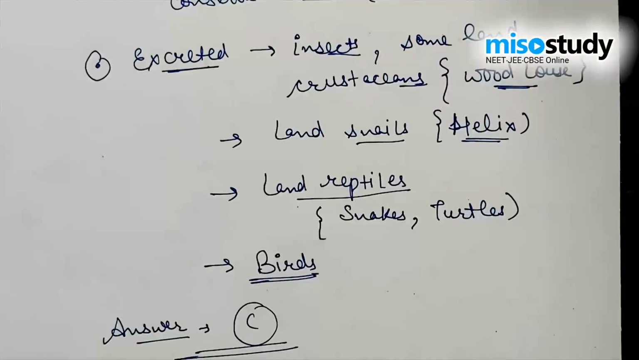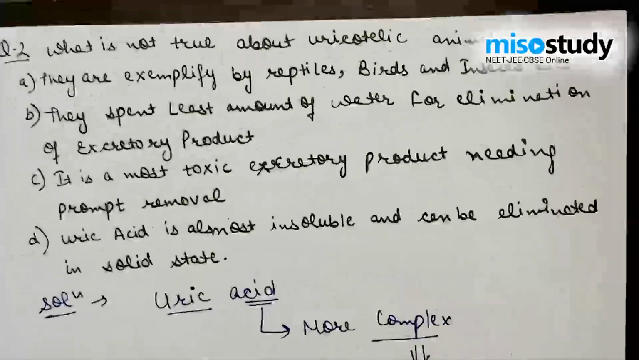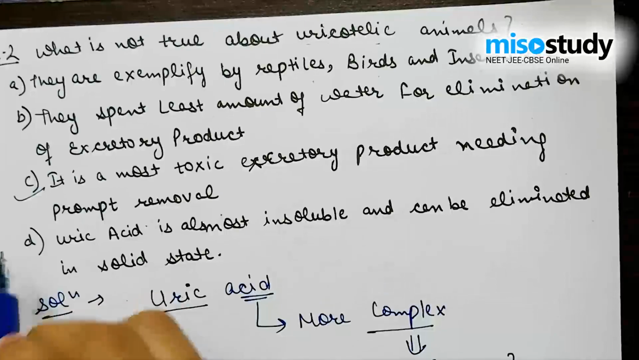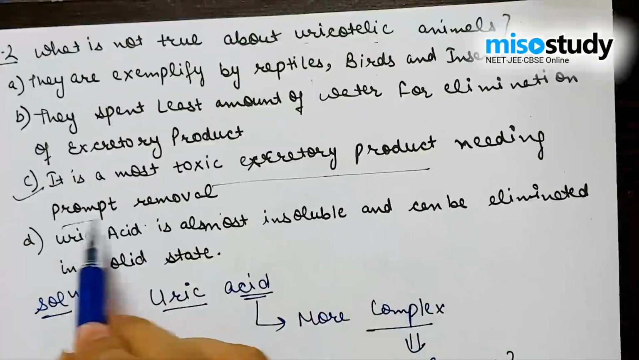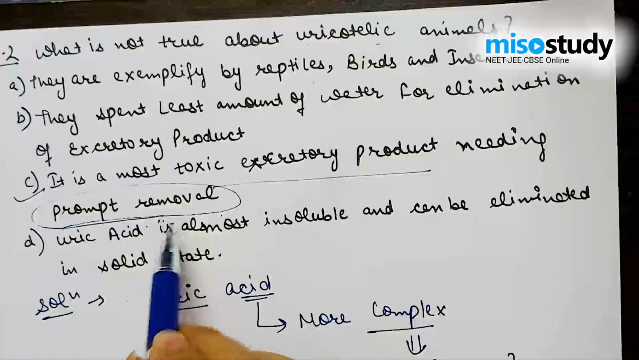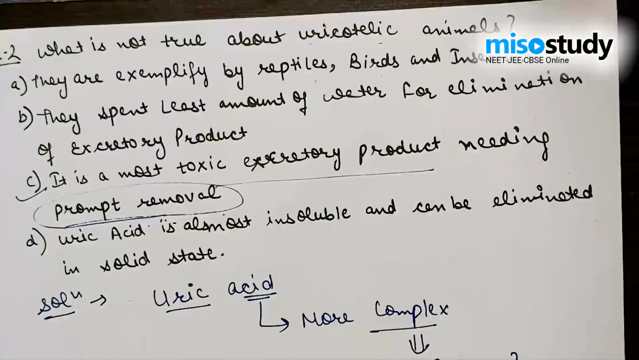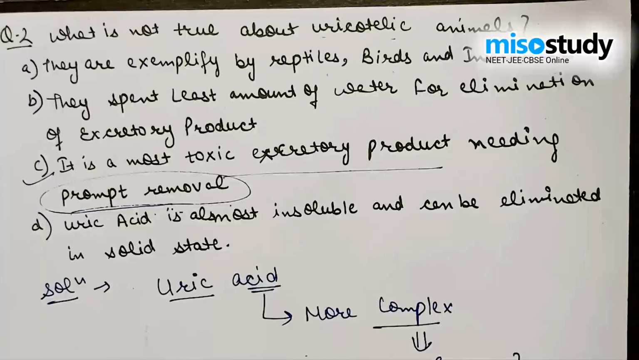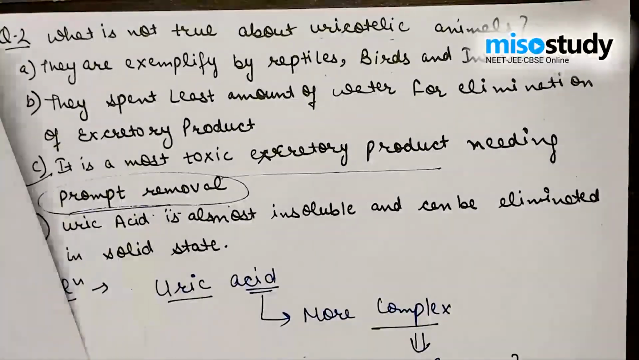Option C is the right answer in this case. Let's mark the right one: it is the most toxic excretory product needing prompt removal. Option C is the right one. Let's discuss the next question from the same section.